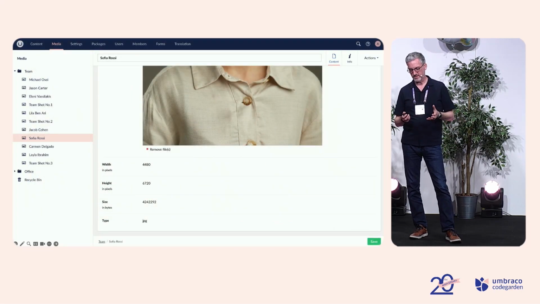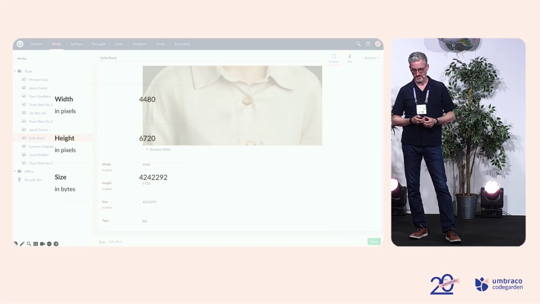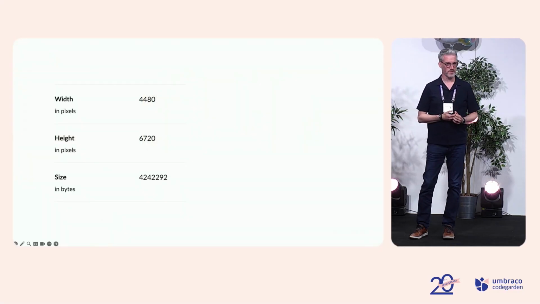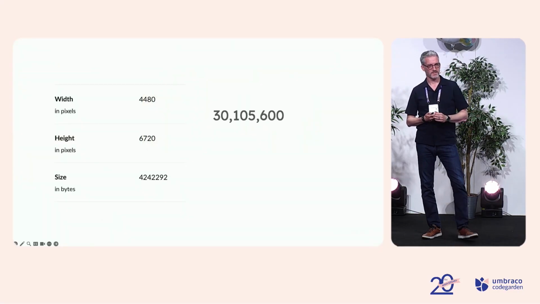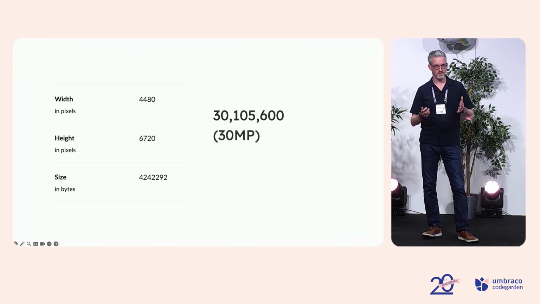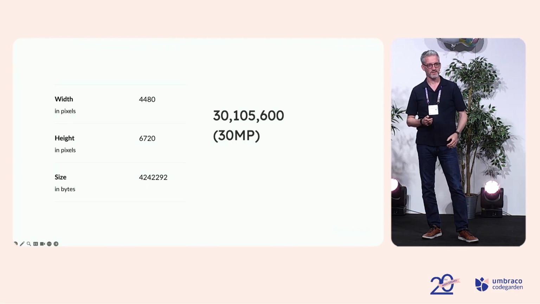So if we actually look at this image in the back office, it's 4,480 pixels by 6,720. So that's 30 million pixels of data in that image, or a 30 megapixel image. That's come straight from a digital camera, been uploaded to the back office.